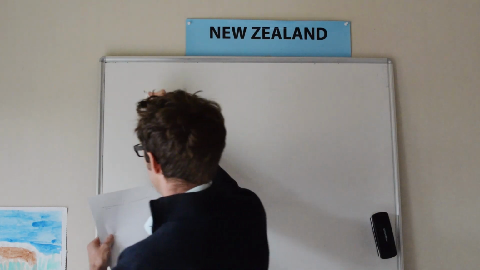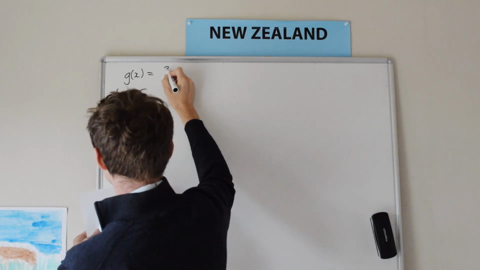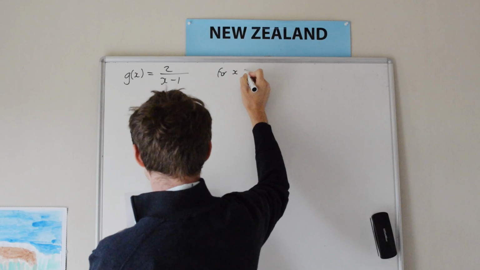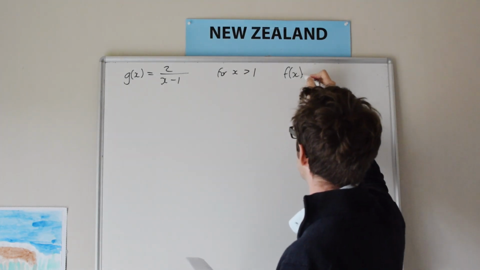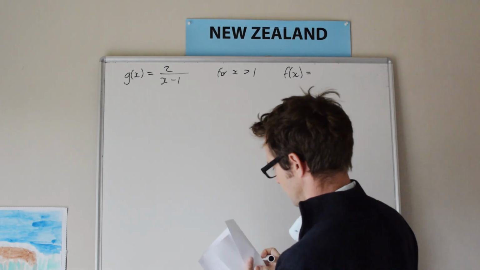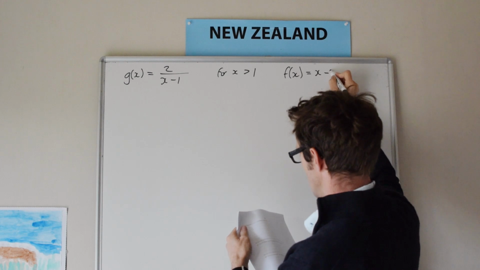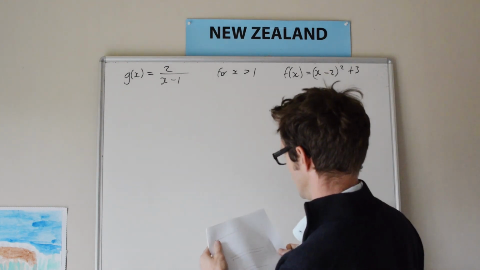Okay, here's our final one. We have g(x) is equal to 2 over x minus 1 for x is greater than 1. And remember our f(x) function was equal to x minus 2 squared plus 3.